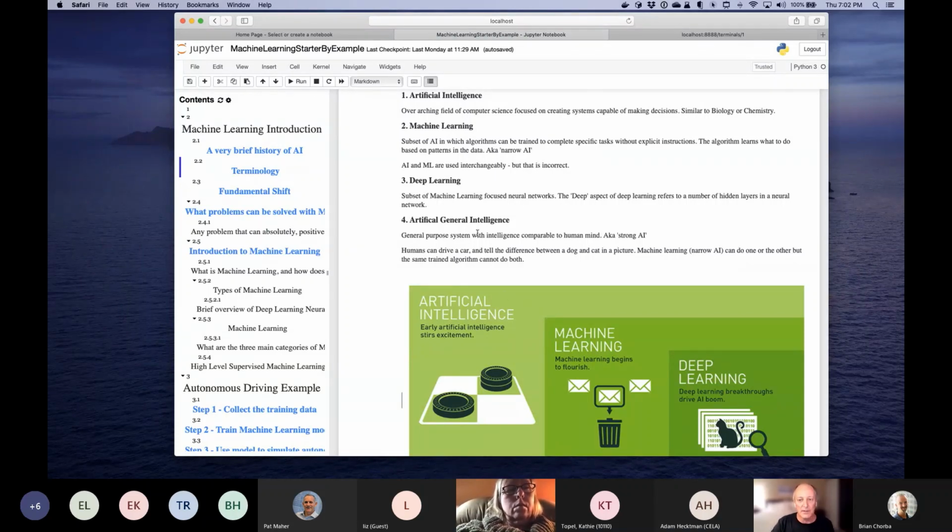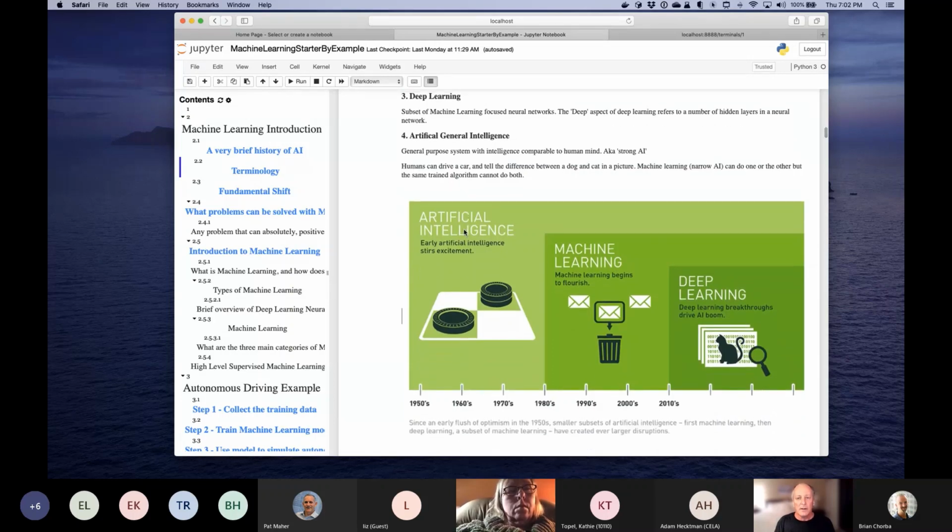So then deep learning is yet another subset of machine learning, where we're actually going to be looking at a different way to set up the algorithms called neural networks. And the deep part of that refers to, I'm going to show you a picture of this in a second so it'll be clear, but it really refers to the number of hidden layers between the inputs and the outputs.